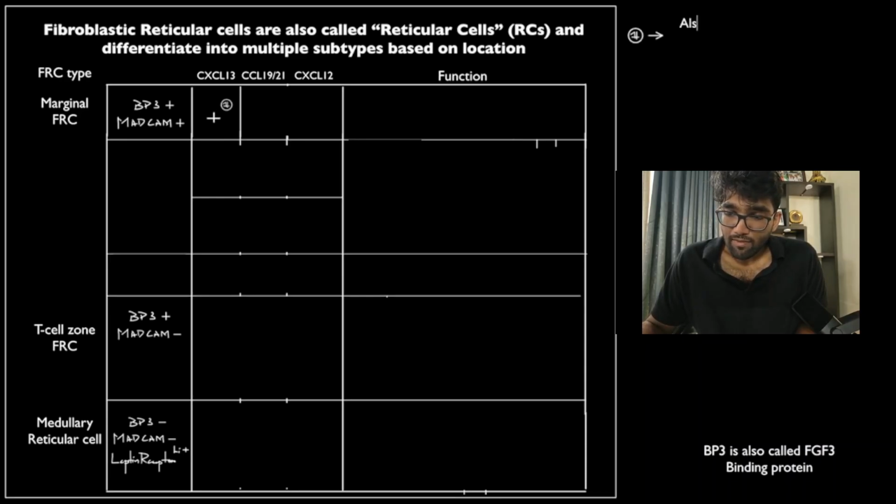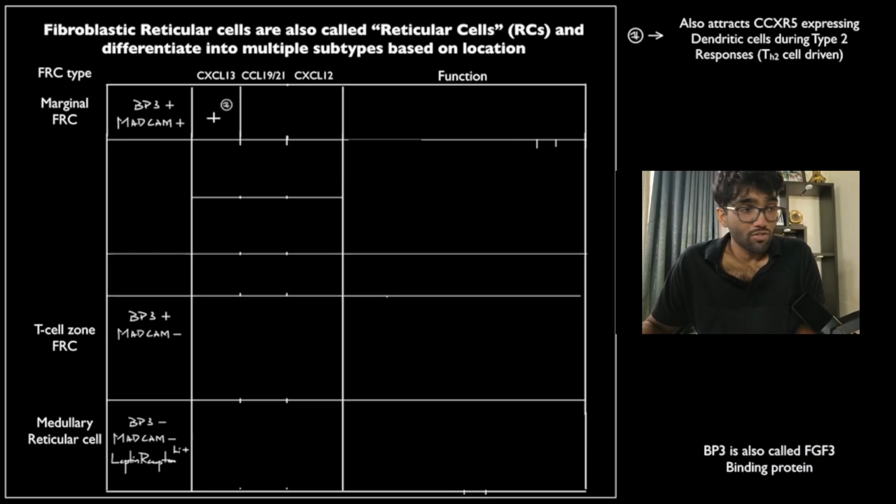So marginal cells express CXCL13. They attract CXCR5 positive cells. This includes Th2 T cell response corresponding dendritic cells, and we'll see how this is relevant when we talk about lymph node pathologies and how to interpret the histopath of lymph nodes. They do not express CCL19 and 21 or CXCL12, so they are going to attract only CXCR5 expressing cells. So that is to be expected.